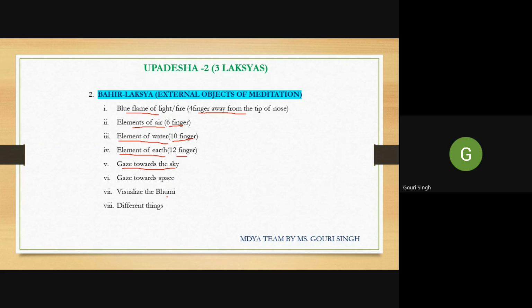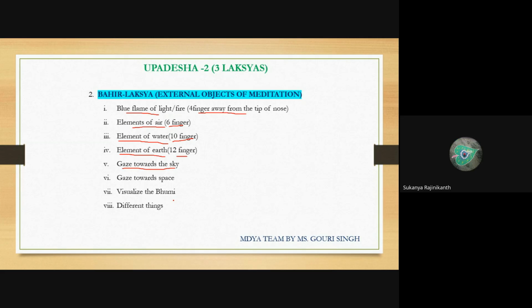The text only says that you can do the meditation on any water element, but it does not define what the form is or how it looks. That is not defined. Any other doubt? Kanyaji, do you have any doubt?